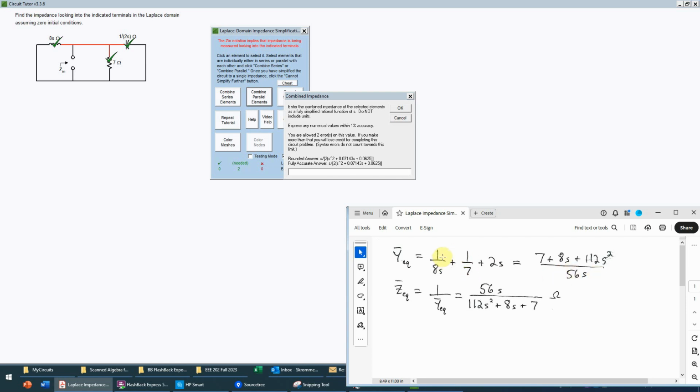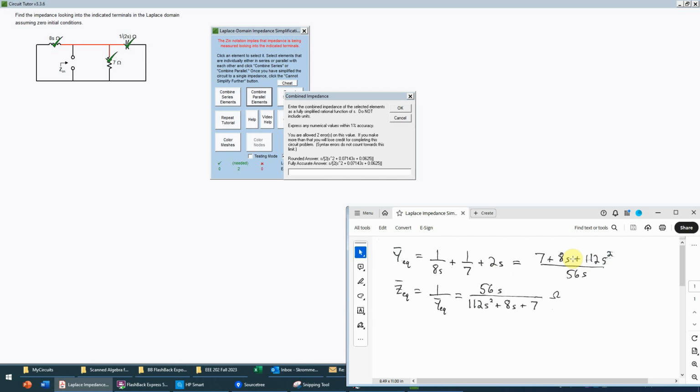Here we'd have to multiply, for example, by 7 over 7 to get that common denominator. So that gives us a 7 here. Here we'd have to multiply by 8s over 8s. So that gives us 8s in the numerator with the same denominator. And the 2s would have to be multiplied by the whole 56s. And 56 times 2 would be 112. And then we have s squared. And that's all divided by 56s.